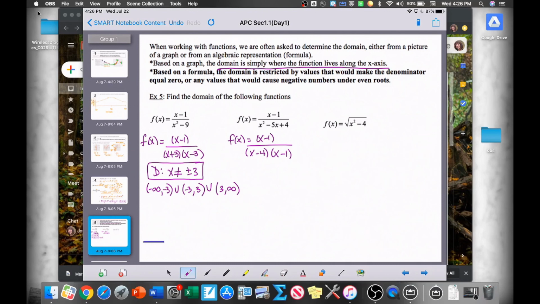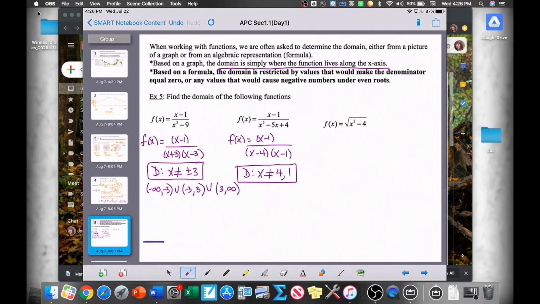First of all, let's talk about our domain quickly. And it's the same as it was before, right? We have two values that x cannot be. And those two values that would make our denominator 0 would be if x were 4 or if x were 1. So the way that I'm going to write my domain for this problem is I'm going to say x cannot equal 4, 1, right? Those are the two things that my domain cannot be.